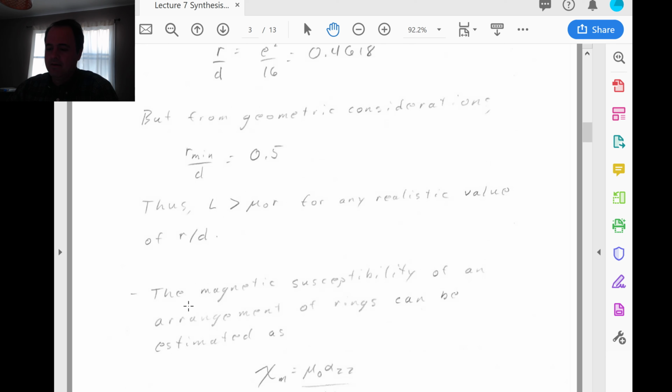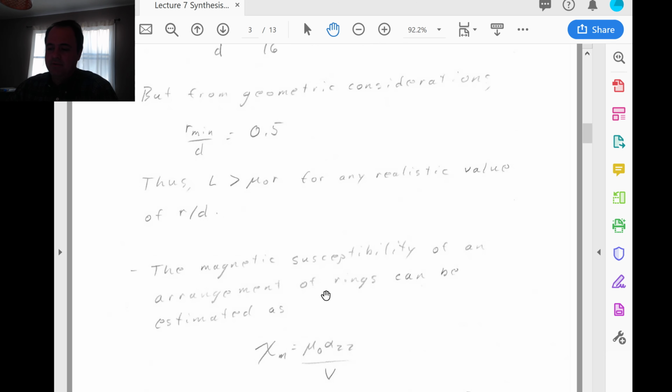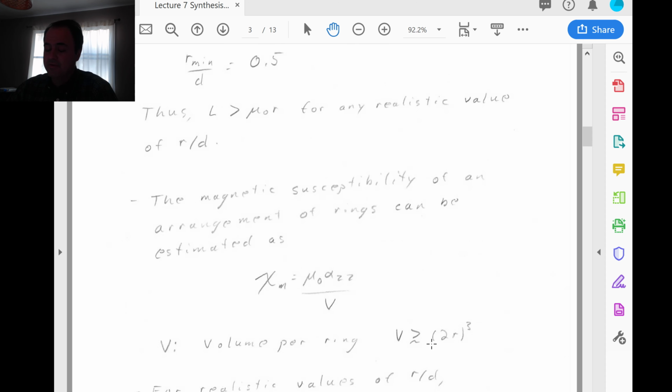over D. So the magnetic susceptibility of an arrangement of rings can be estimated as, so we're going to extend this, chi is equal to mu naught alpha zz over V, where V is the volume per ring, and you basically look at 2 times R, 2 times R, 2 times R. Where r is the radius of the ring. The rings are so close together that they're basically touching each other. So the volume per ring is 2r to the cube power.